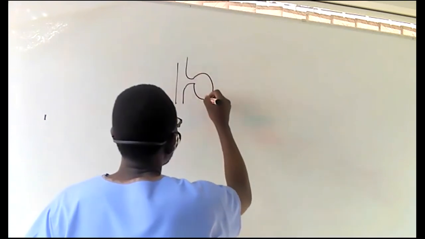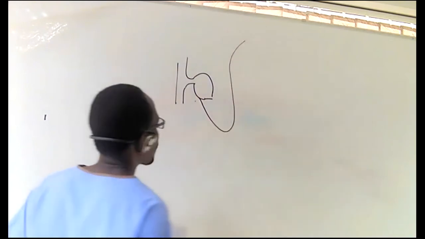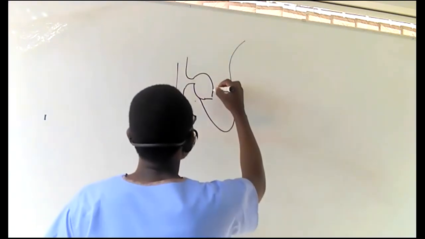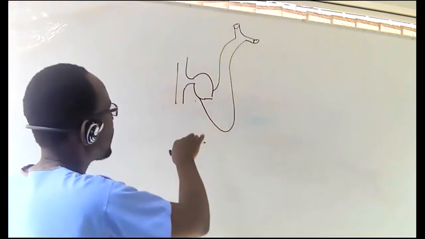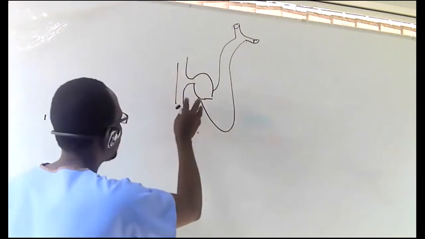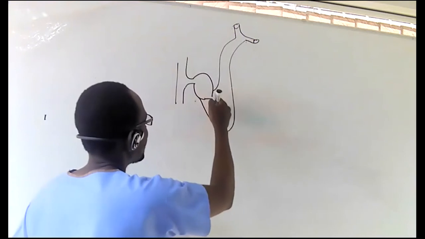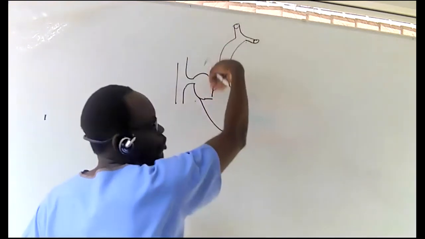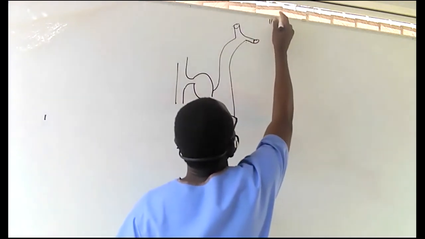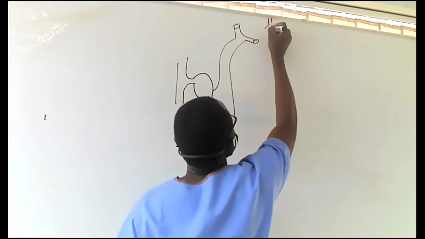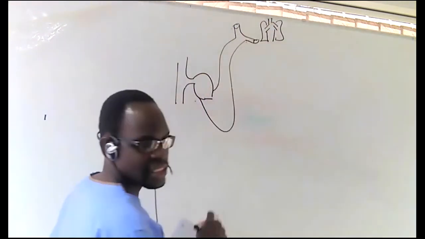This is your right part of the heart, and blood, of course, is returning. This is your right ventricle, and with your right ventricle, you have blood returning from the superior vena cava and the inferior vena cava to the heart. And then that is your pulmonary trunk, and it is leading to the lungs. So if we can draw our lungs here, it is basically leading to the lungs.